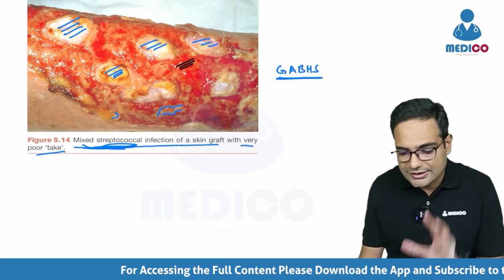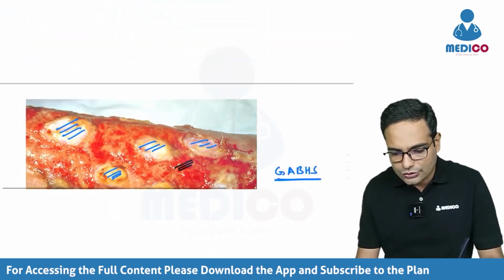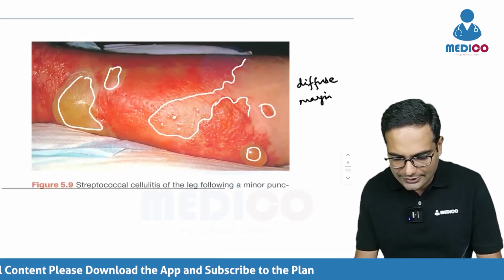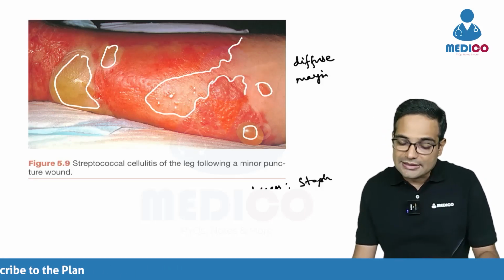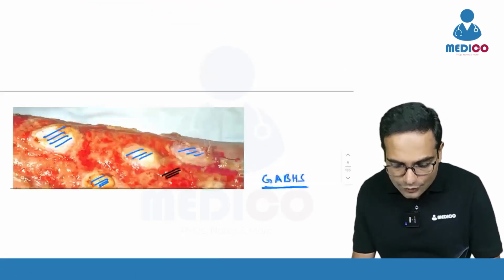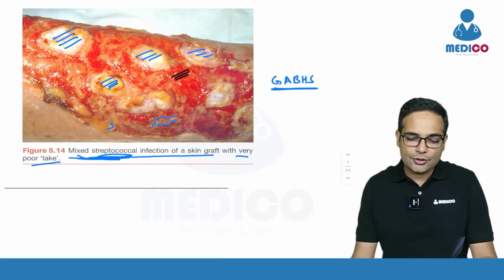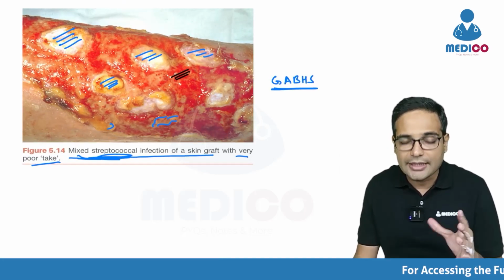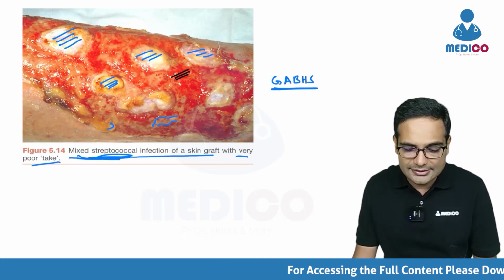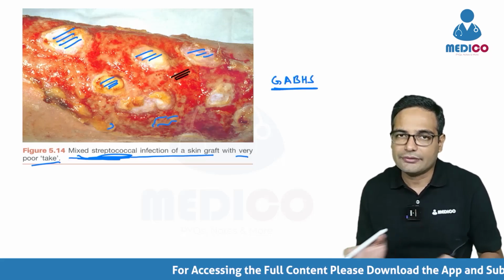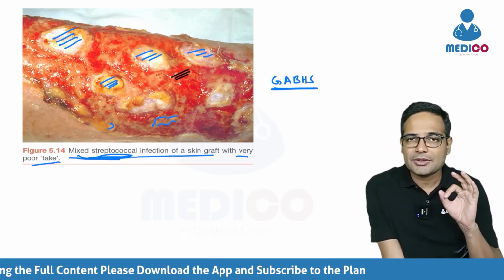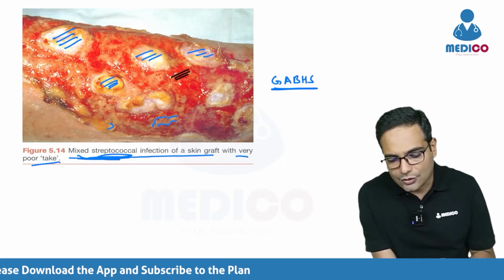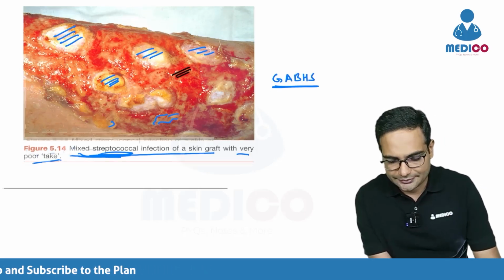Why not? Because, as you saw in a previous image of cellulitis, cellulitis is also most commonly caused by streptococcus. The thing with streptococcal infections is that streptococcus produces enzymes like hyaluronidase, DNase and collagenase, so it tends to have a very diffuse infection, whereas staph has a very localized infection. This is why staph produces abscess and streptococcus will produce cellulitis.